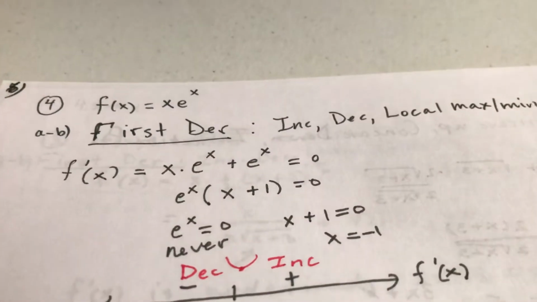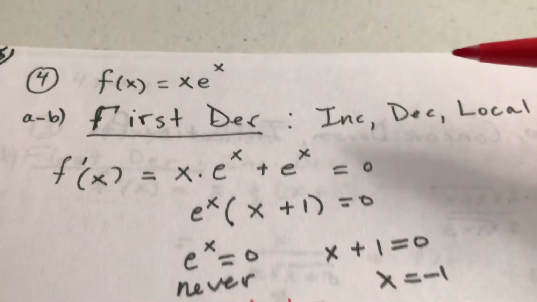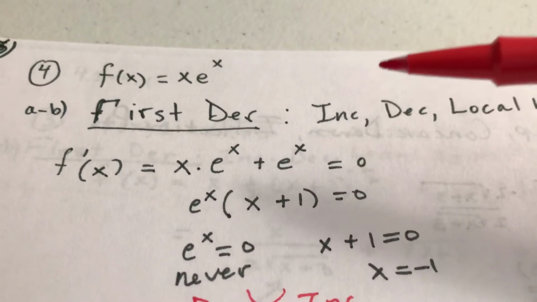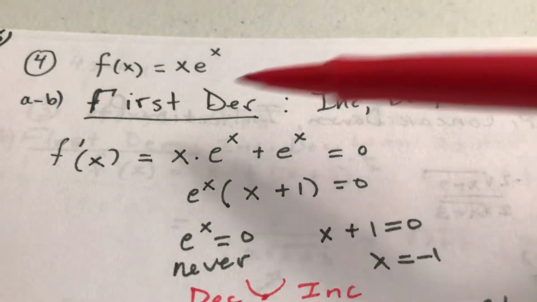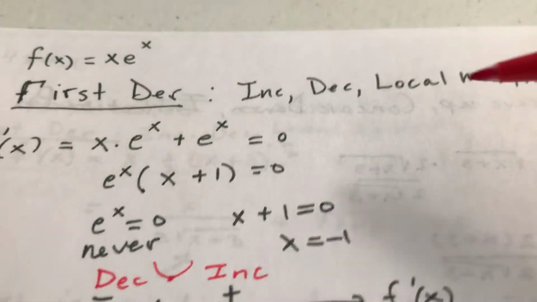Hello students, I'm looking at this function, x e to the x. We're going to look at the first derivative and the second derivative, and this is a less complicated problem than number 3. So we're going to take the first derivative to find information about increasing, decreasing, and local max min.